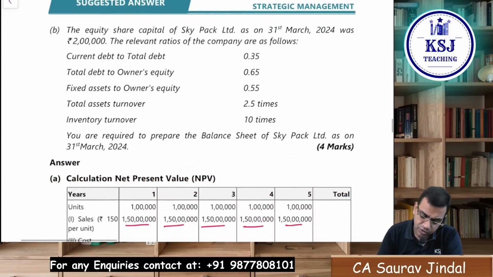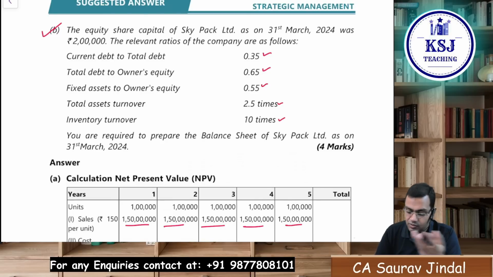B part of the question, last part. The equity share capital of Sky Pack Limited as on 31st of March 2024 was 2 lakh. The relevant ratios of the company are as follows. Current debt to total debt is 0.35. Total debt to owner's equity is 0.65. The fixed assets to owner's equity is 0.55. Total asset turnover is 2.5 and inventory turnover ratio of 10 times. You are required to prepare the balance sheet.